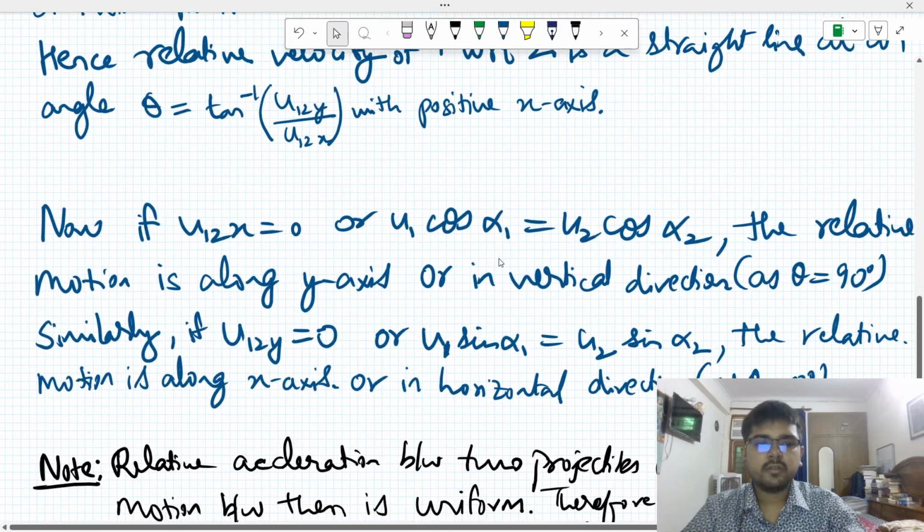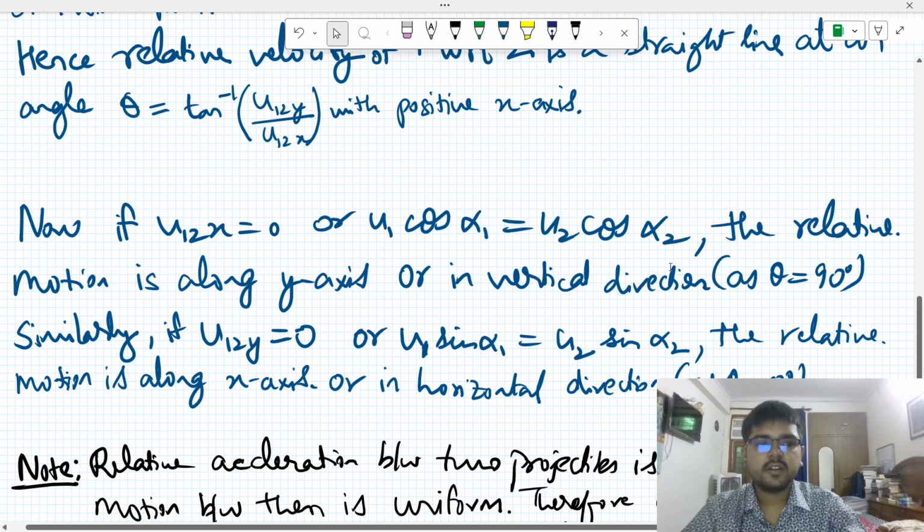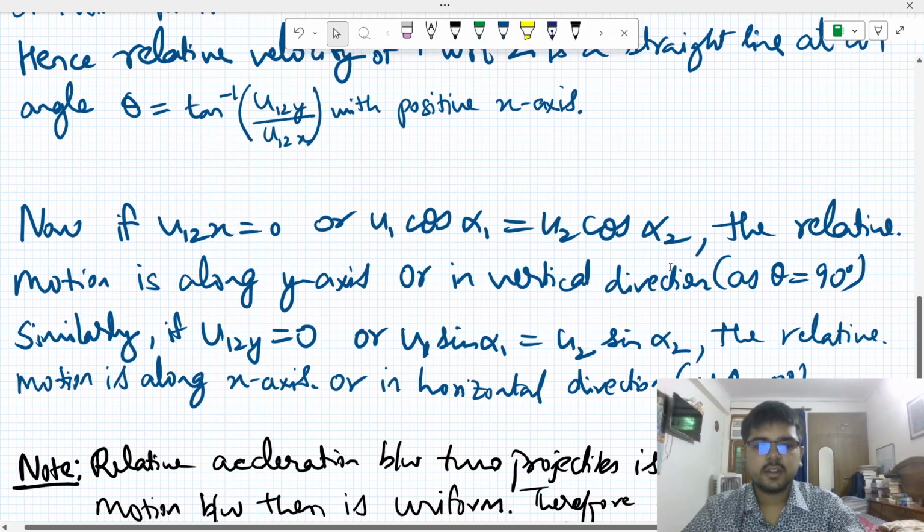Now if u12x equals 0, or u1 cos alpha 1 equals u2 cos alpha 2, the relative motion is along the y-axis, or in the vertical direction, as theta equals 90 degrees. Similarly, if u12y equals 0, or u1 sin alpha 1 equals u2 sin alpha 2, the relative motion is along the x-axis, or in the horizontal direction, as theta is equal to 0 degrees.